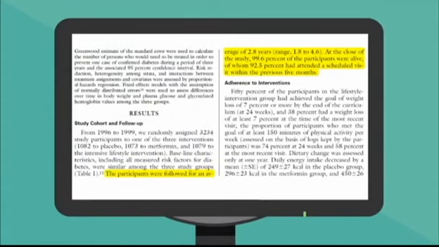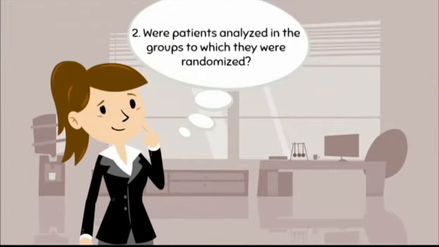In this study, participants were followed for an average of 2.8 years, and at the study end, 92.5% of the patients were still being followed. So there's a very low proportion unaccounted for, 7.5%. This is quite good. Second, we asked whether patients were analyzed in the groups in which they were randomized.